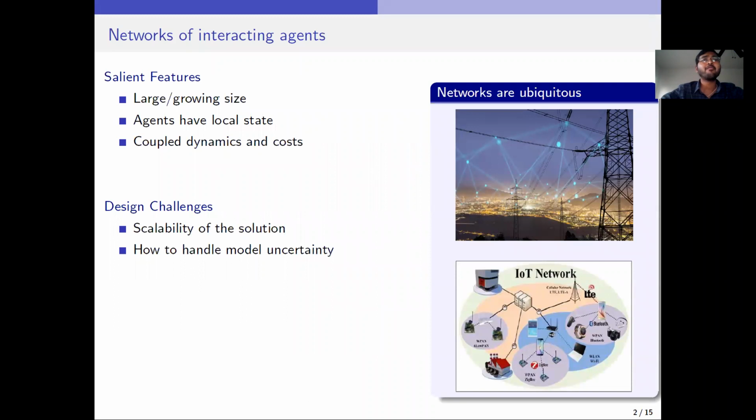We see networks of interacting agents everywhere. So what are the salient features of this kind of ubiquitous networks? They have large and growing size, and agents have local state and can have coupled dynamics and cost. The main design challenges of these ubiquitous networks are scalability of the solution and how to handle model uncertainty.